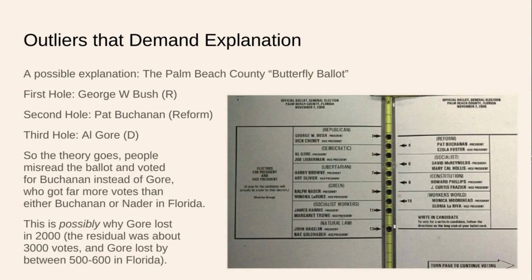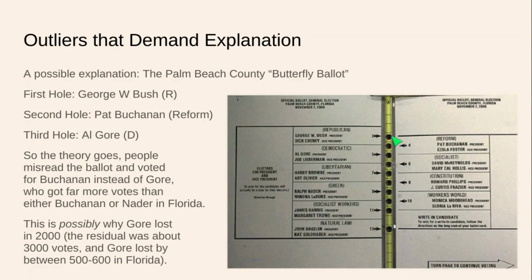So here is a possible explanation for what happened between Buchanan and Ralph Nader, right? This is the now infamous Palm Beach County butterfly ballot, right? And it's called butterfly because the page is open, kind of like butterfly wings, okay? The first hole that you could punch represented George W. Bush, the Republican nominee for president. The second was not for Al Gore, the Democratic Party nominee. No, the second one was for the Reform Party, Pat Buchanan.